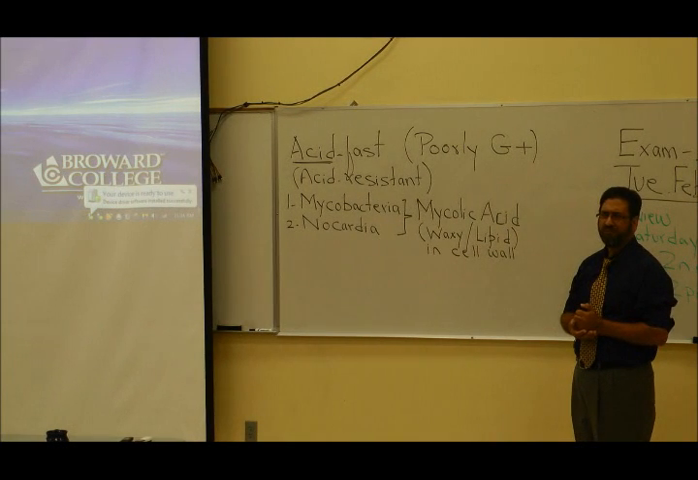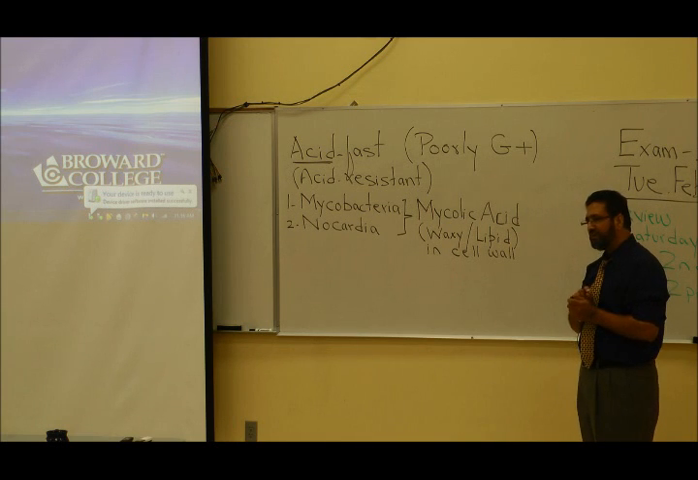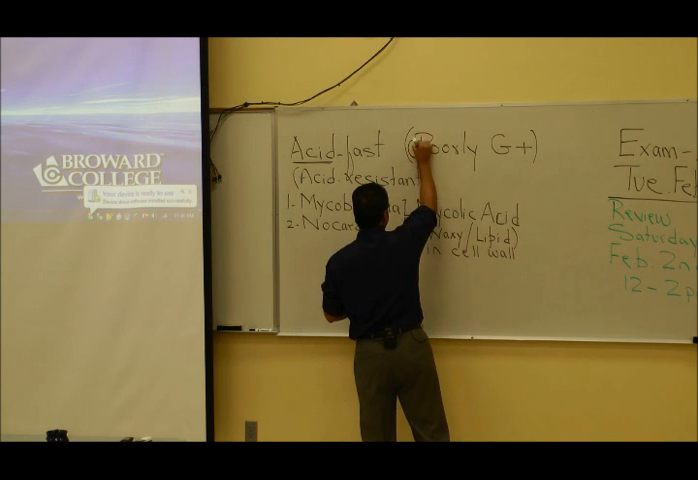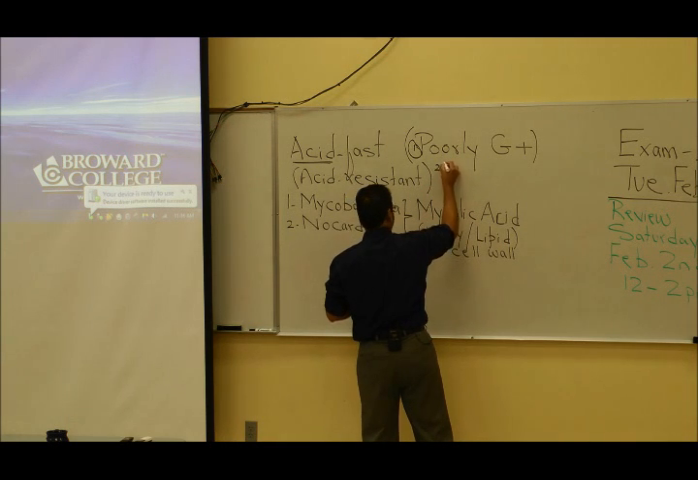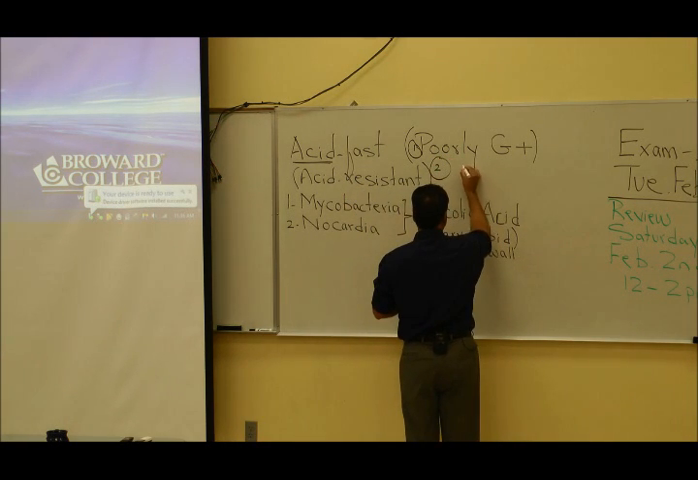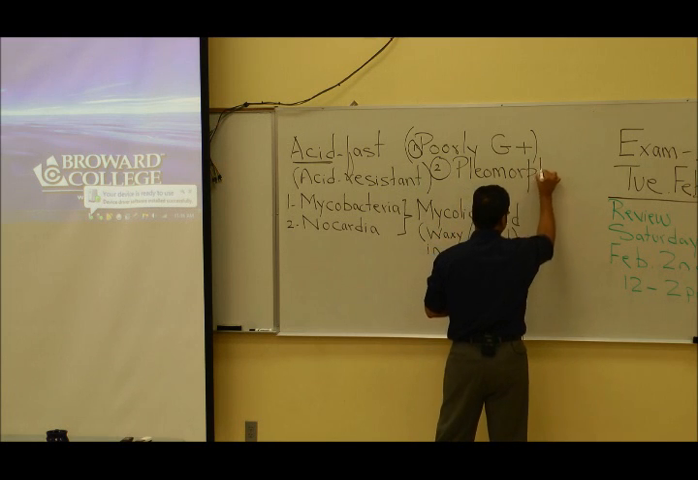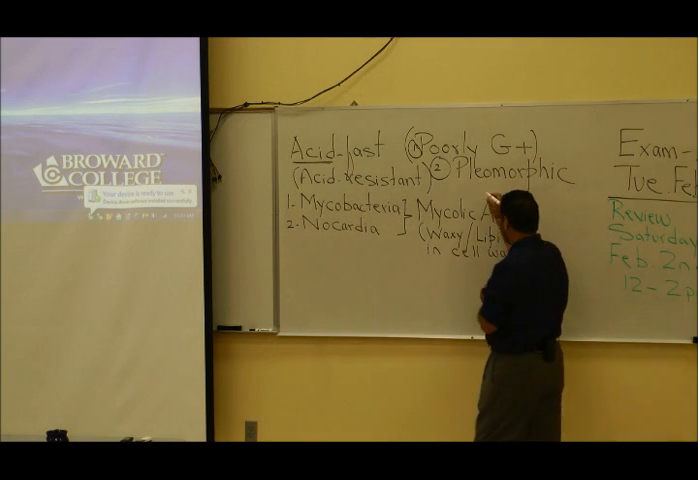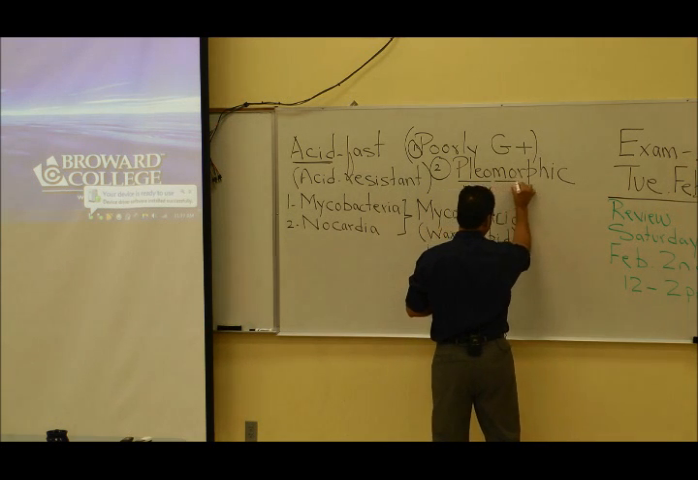How do you identify them? That's one characteristic, that they are poorly gram-positive. The second characteristic of acid-fast bacteria is that they are pleomorphic. Pleo means many. Morph means shape.